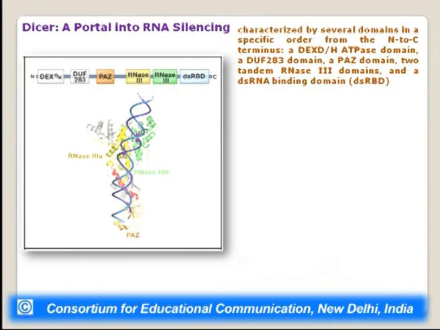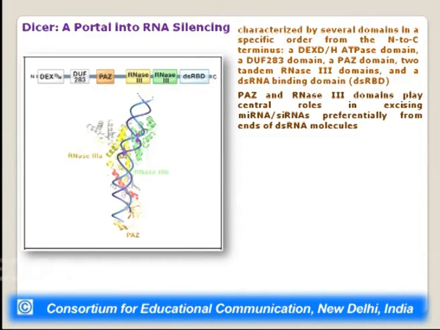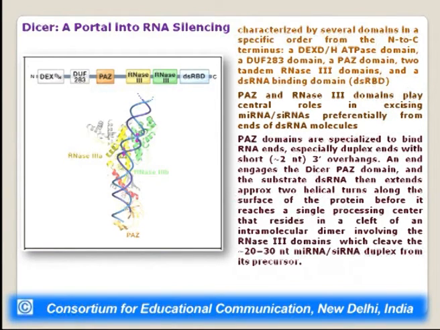Looking at the Dicer, which is a portal into RNA silencing, it is characterized by several domains in a specific order: a DExD/H ATPase domain, which requires the energy of ATP to cause the cleavage, a PAZ domain, an RNase III domain, and a double stranded RNA binding domain. The PAZ and RNase III domains play central roles in excising the microRNA and siRNA preferentially from the ends of the double stranded RNA molecule. So, the PAZ domain basically holds it, and the RNase III domain basically cleaves the RNA which is there.